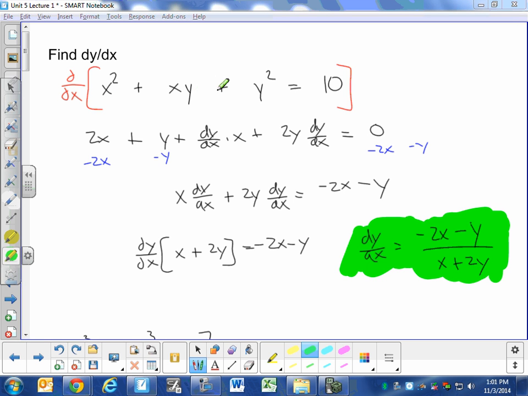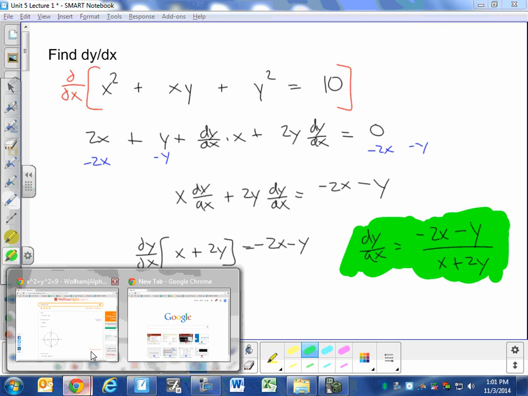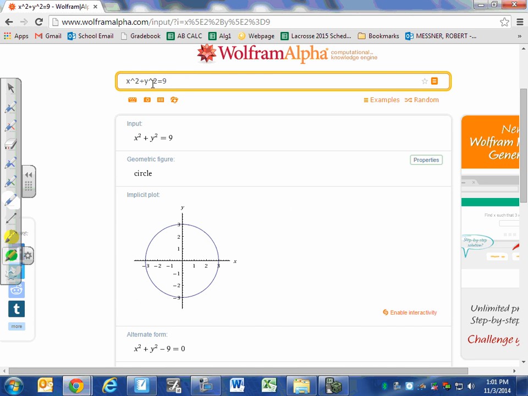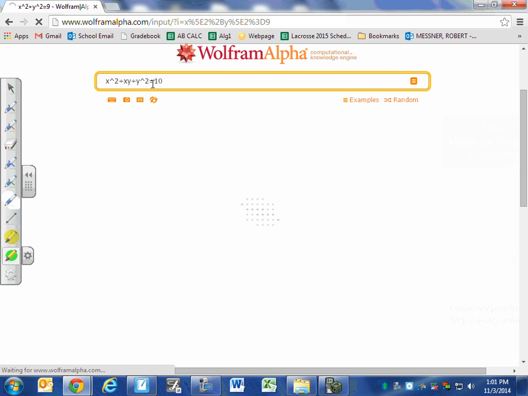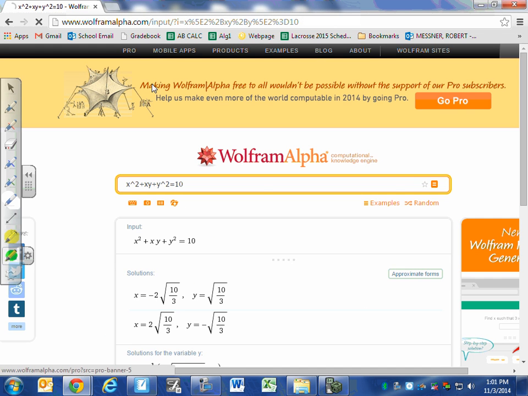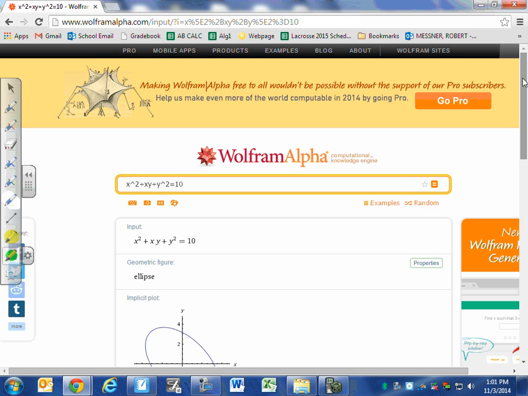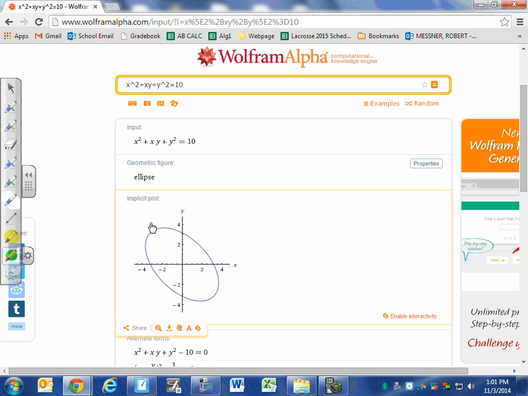So x squared plus xy plus y squared equals 10 is this kind of rotated ellipse. And you should see the symmetry in the ellipse. The symmetry that occurs in the ellipse also corresponds with the symmetry in the tangents. A tangent here would be the same as the tangent here. A tangent here would be opposite the tangent here. A tangent here is the same as the tangent here.